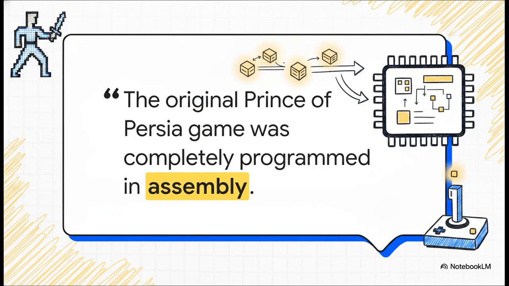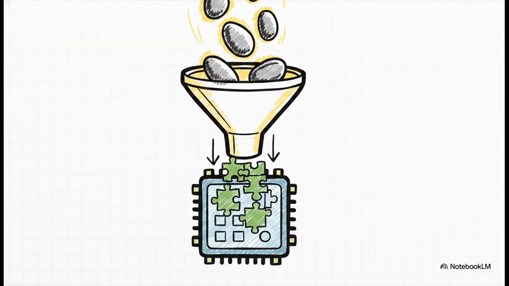And get this, here's a mind-boggling fact from the source to put that into perspective. The original Prince of Persia game was completely programmed in assembly. No way, right? Think about how painstaking that must have been. The programmer had to figure out every single pixel of animation and encode it almost directly to the computer, constantly juggling exactly where in the RAM every single piece of data was sitting. Thankfully, we really don't do that today.